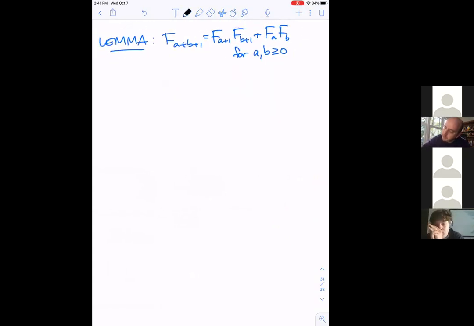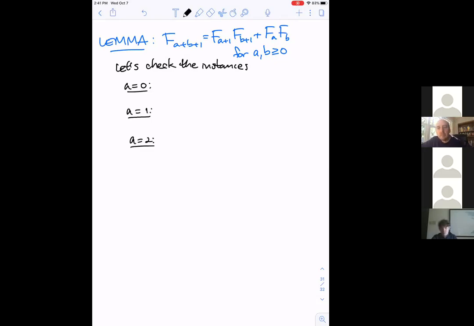And before we do it, let's just check a couple of instances to see that it's saying something reasonable. Let's check the instances where A is 0 and A is 1 and A is 2, just to see what it's saying. Does it seem plausible? But I mean for all B. So I'm just going to fix the A for the moment and see what this lemma is saying in those cases for an arbitrary value of B.